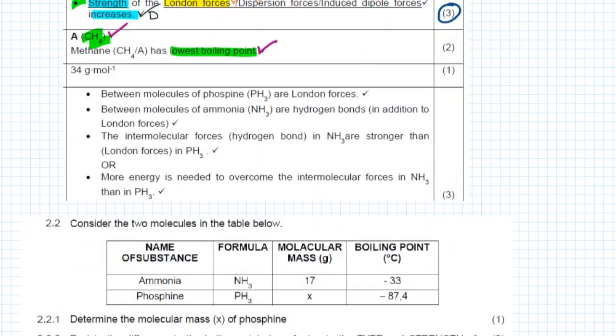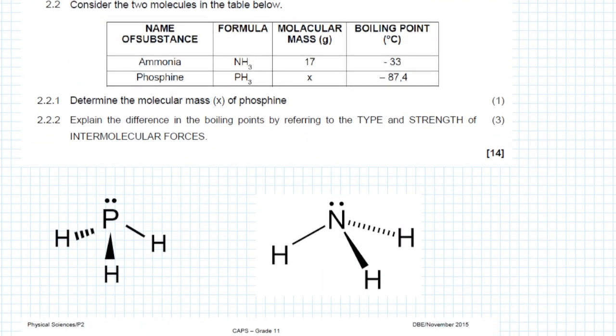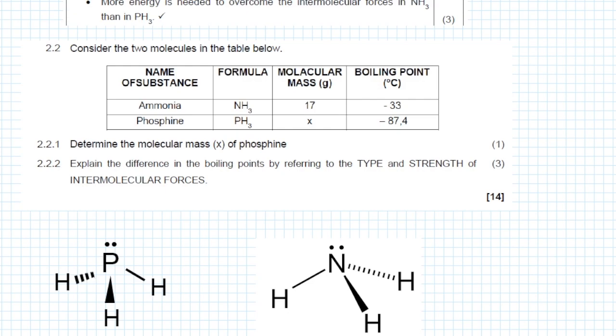We still have a few more questions to work through. That is question 2.2. And question 2.2 says, consider the 2 molecules in the table. We have ammonia and phosphine. We see that the molecular mass of phosphine is missing. We've been given the formula of each compound, and they have different boiling points given to us in degrees Celsius. Now, very quickly, phosphine has a lower boiling point than ammonia.